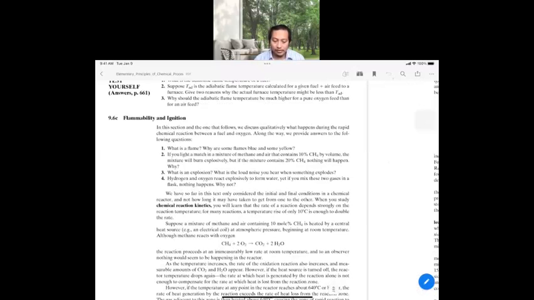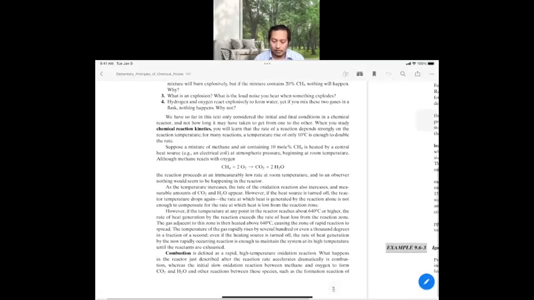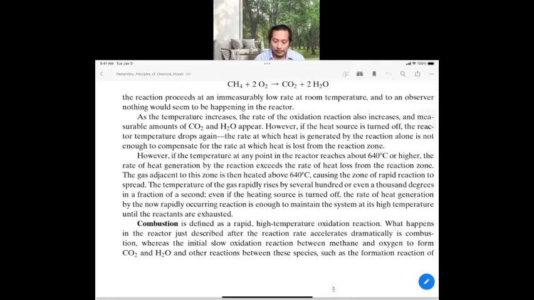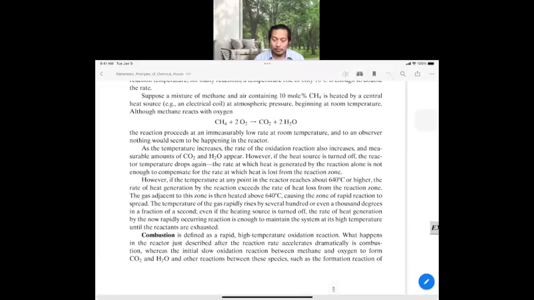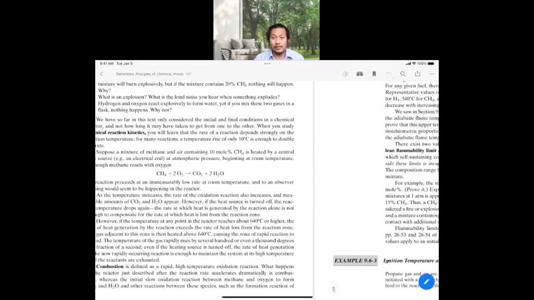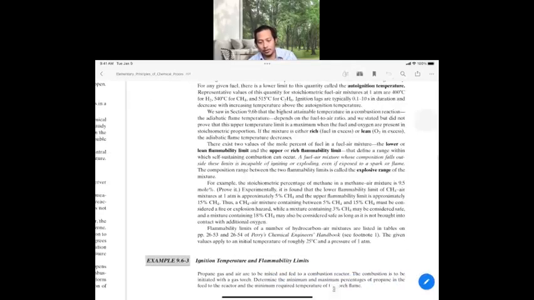First is flammability and ignition. First, we define combustion. Combustion is defined as a rapid, high temperature oxidation reaction. You can just look at this. Since our finals will be open notes, open books, hopefully you don't have to memorize the terms, but try to understand the context within the words.